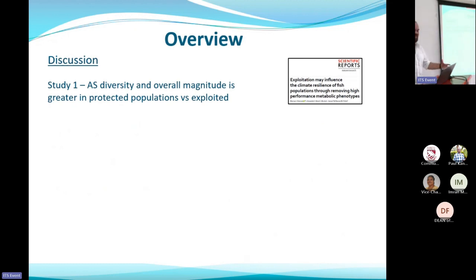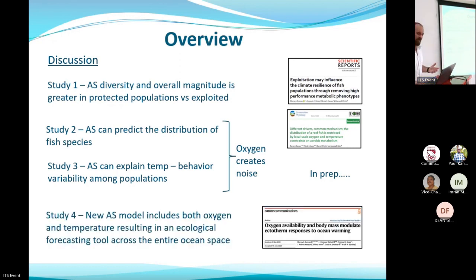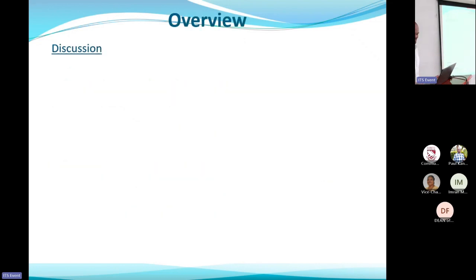So I just want to quickly summarize this overall. Study one is that I looked at aerobic scope diversity and overall magnitude and found that overall magnitude is greater in protected versus exploited populations. Then study two found that aerobic scope can predict the distribution of fish. And study three found that aerobic scope can explain the temperature variability among populations. Okay. But both of these papers showed me that oxygen creates a lot of noise in the data set. And then finally, we brought it all together by developing this new aerobic scope model that includes both oxygen and temperature. Okay, so hopefully skill at forecasting across the whole ocean space.